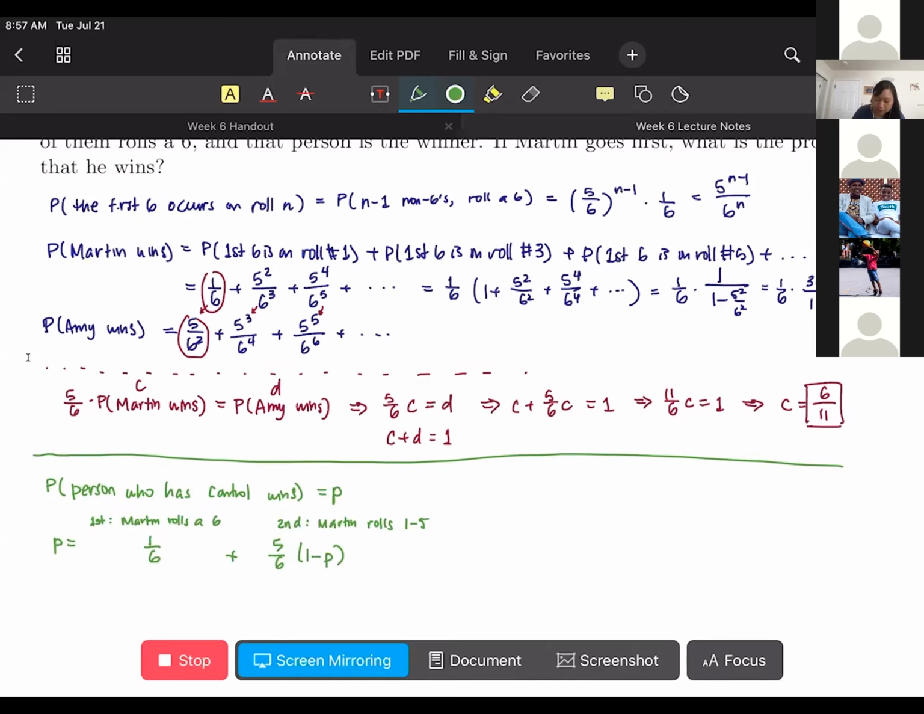And so we can then solve this one equation. So this is basically saying P equals 1/6 plus 5/6 times (1 minus P). So this says P equals 1 minus 5/6 P. So if we move this to the other side, 11/6 P equals 1. So P equals 6/11.